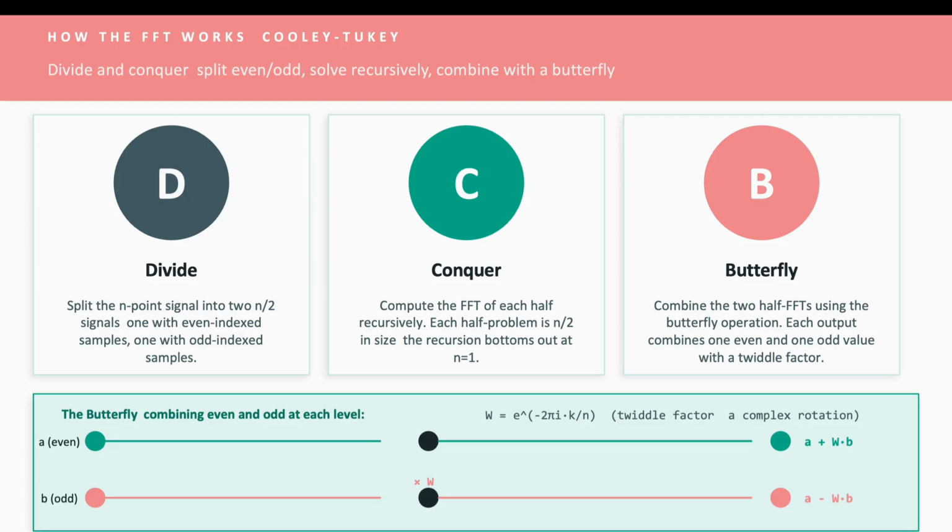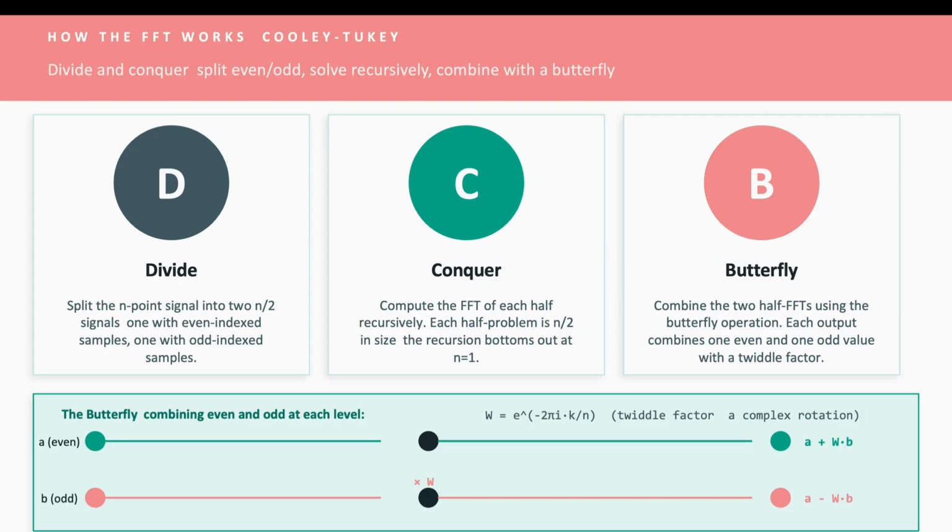Then conquer: compute the FFT of each half recursively. Each half problem is half the size. The half splits again into quarters. The quarter splits into eighths. This continues until we hit N equals 1, where the FFT of a single sample is just the sample itself. Then butterfly. This is where the magic happens.